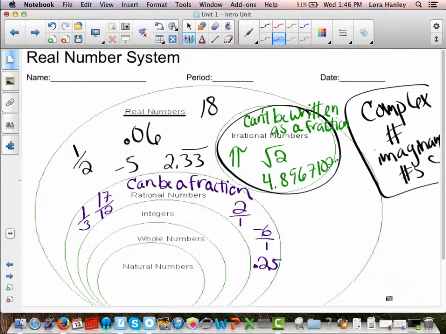Alright. Integers are numbers that can be found anywhere on your number line. So you can have negative numbers, positive numbers, and 0. But the only thing to remember with integers is there are no fractions. So -4, 0, 7, those are all integers. No fractions.